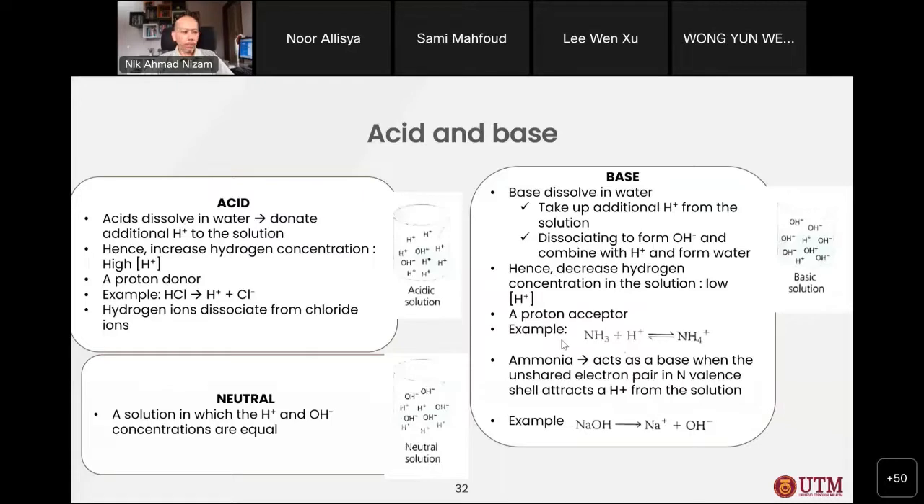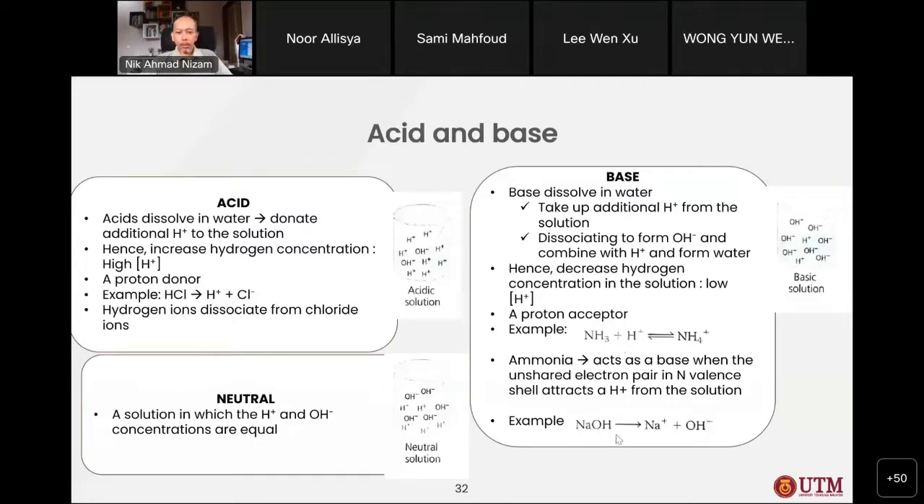An example of a base is ammonia. Ammonia acts as a base when the unshared electron pair in its valence shell attracts an H+ from the solution, and it forms ammonium ion. But the ammonia is considered a weak base.